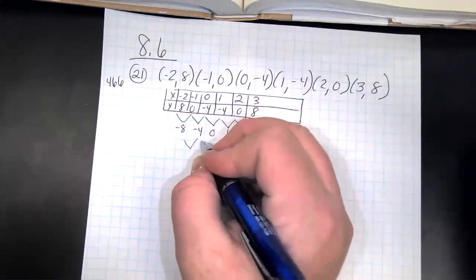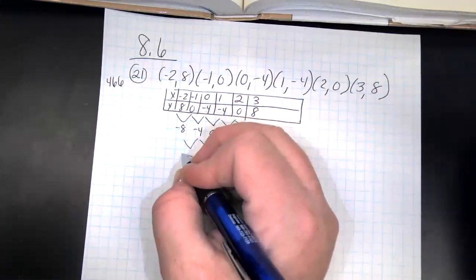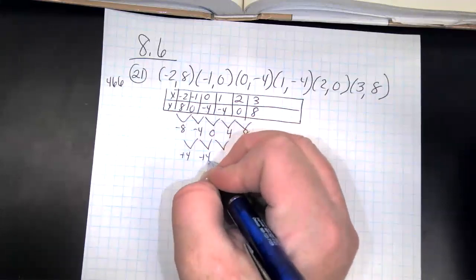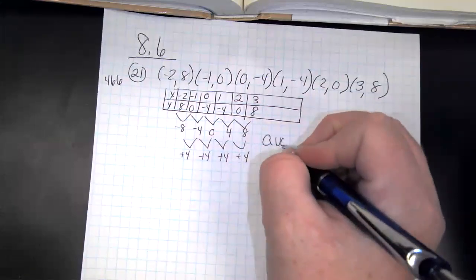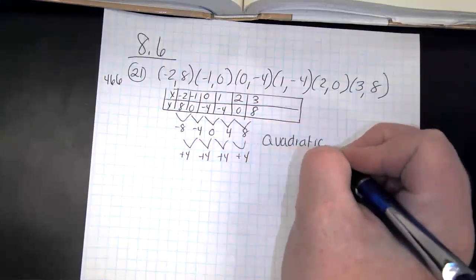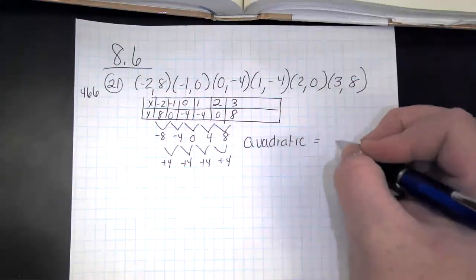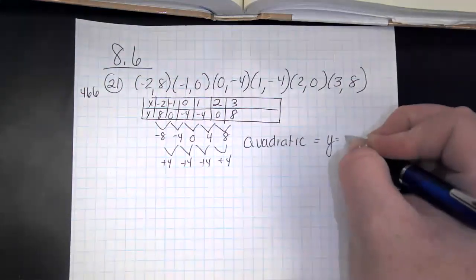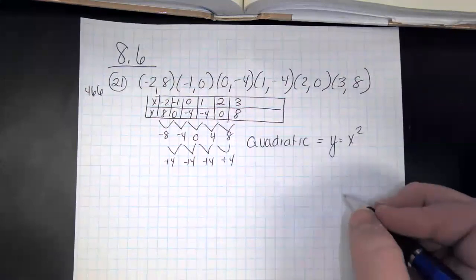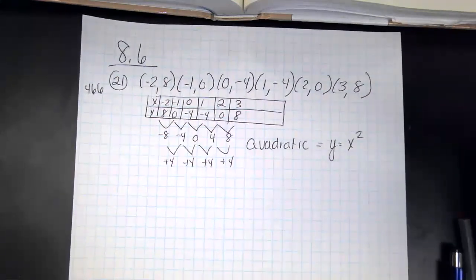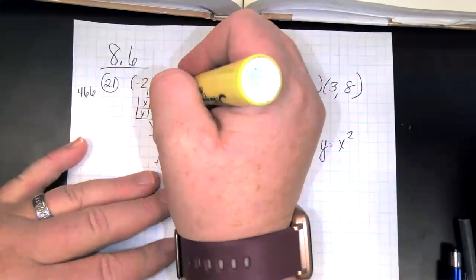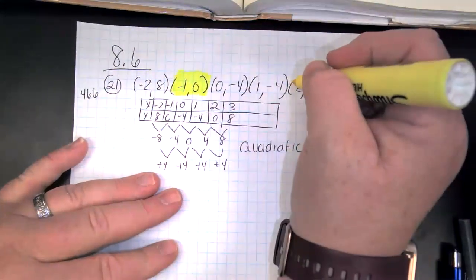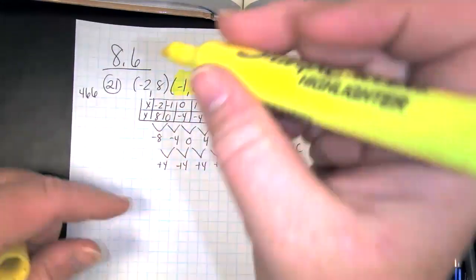Okay, well, that's not linear. That's not exponential. All right, let's see. This would be up 4, up 4, up 4, up 4. Okay, so this must be quadratic. So if it is quadratic, what do I know about quadratic? Well, it's got to be a squared, right? Since we've been doing things with intercepts, am I given my intercepts? Oh, yeah, right here. Those are my intercepts, right?